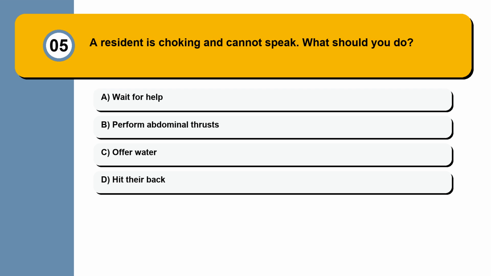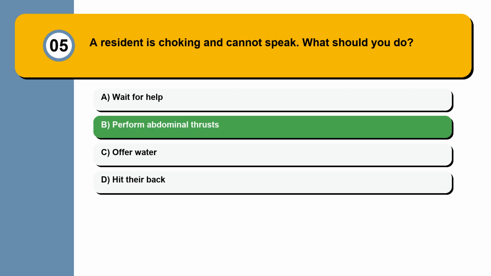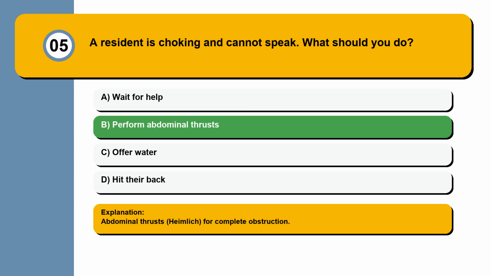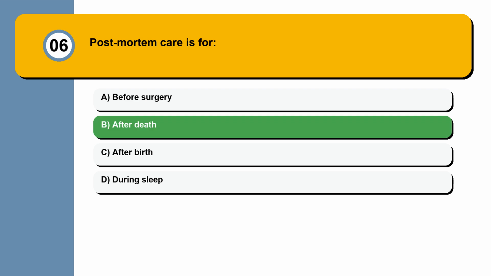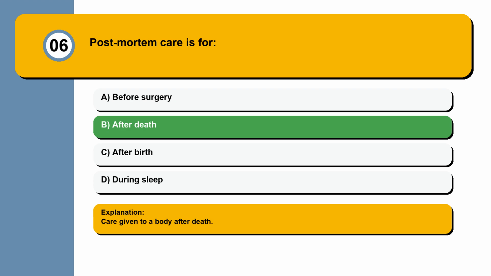Question 5. A resident is choking and cannot speak. What should you do? Wait for help. Perform abdominal thrusts. Offer water. Hit their back. Abdominal thrusts, Heimlich, for complete obstruction. Question 6. Post-mortem care is for: before surgery, after death, after birth, during sleep. Care given to a body after death.